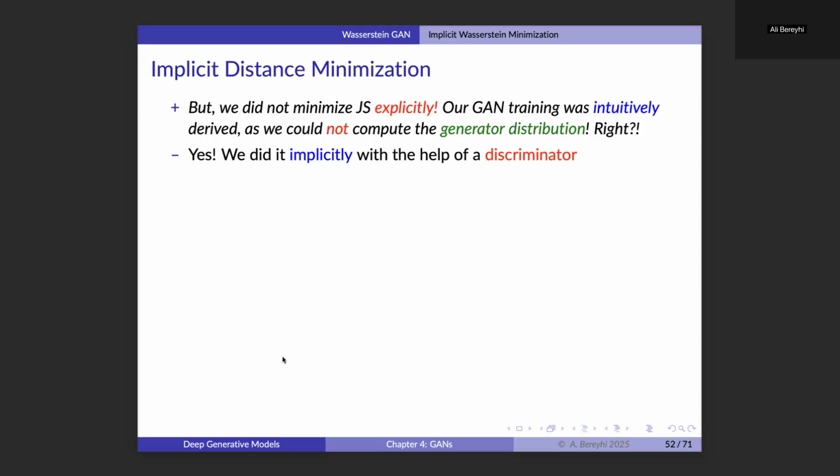So the idea is that, again, we're going to do it here implicitly. Of course, we're not going to do it explicitly because we cannot do it. And through this implicit definition, we're eventually going to define a discriminator again. So this discriminator is going to show up again, and we're going to end up with the same architecture as we had before.